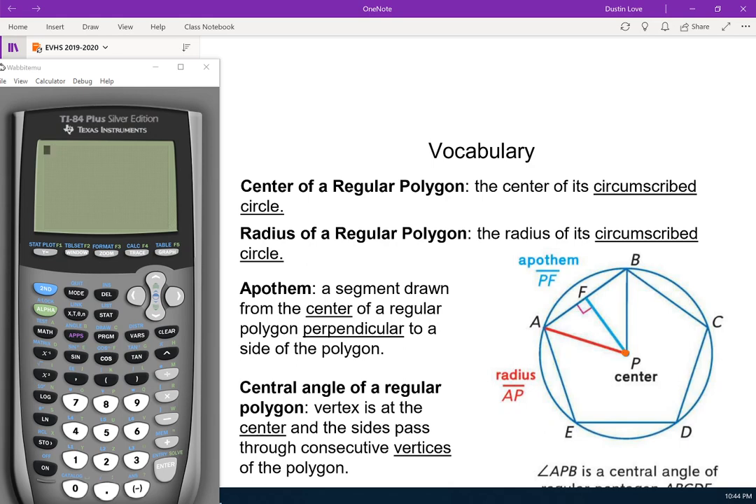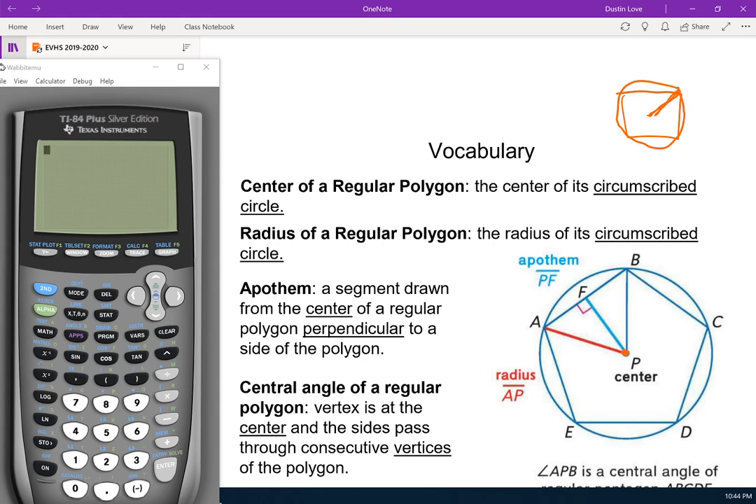Now, at first, if I was just to draw a square, which is a regular quadrilateral, mark its center, and draw this, it wouldn't quite make sense why I was calling that a radius. However, if I were to draw that circumscribed circle, you can see, yes, that is a radius of the circle.